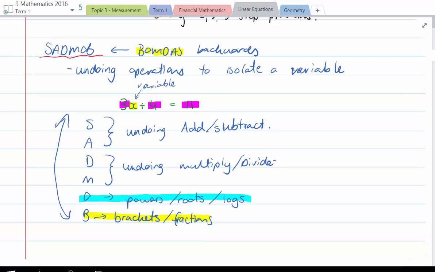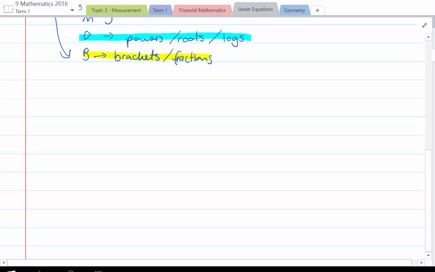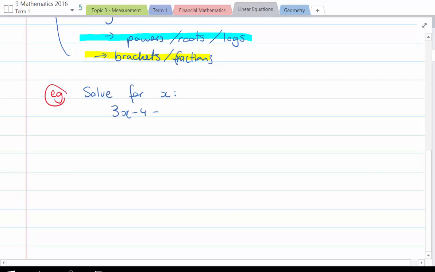Okay, so the main thing to remember is our goal is to isolate the variable. We want to get that variable alone. So we'll look at a couple of simple examples. All right, so in this one it says solve for x. Say we've got 3x take 4 is equal to 8. So I'm going to solve for x here. Now 3x take 4 is equal to 8. The way we're going to do this is we're going to put a line over the side.